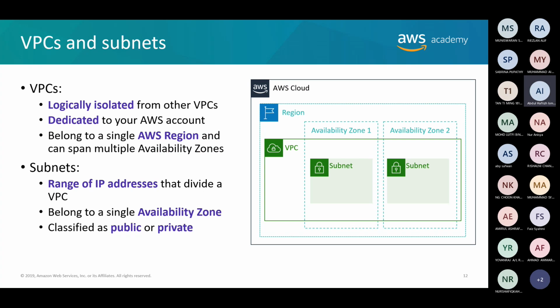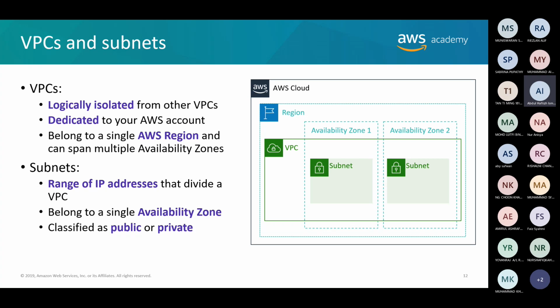So this is Amazon VPC, which enables you to provision virtual private clouds. A VPC is a virtual network that is logically isolated from other virtual networks in the AWS cloud. A VPC is dedicated to your account. VPCs belong to a single AWS region and can span multiple availability zones.